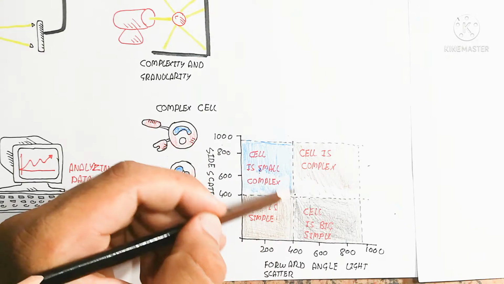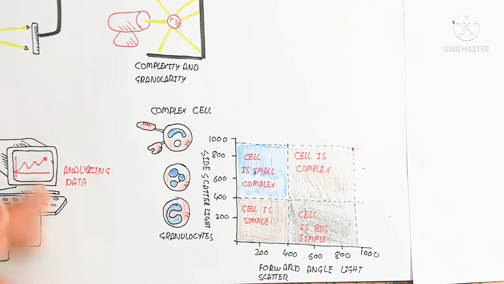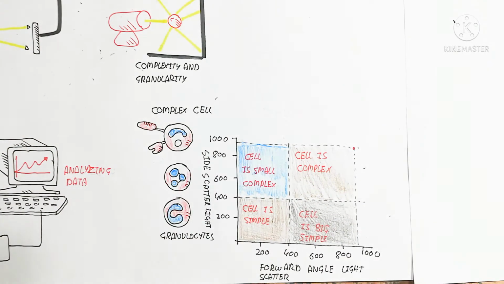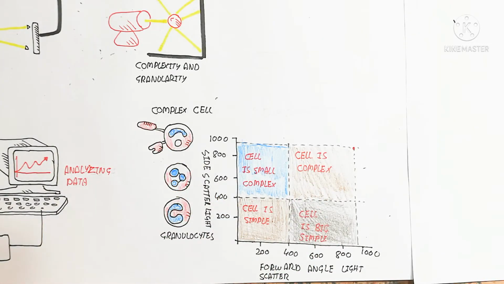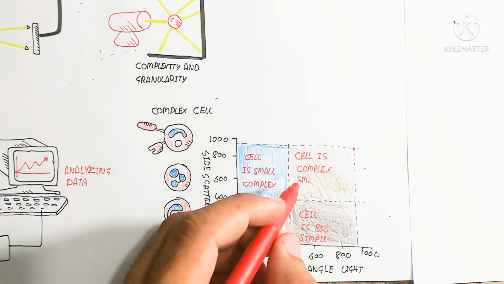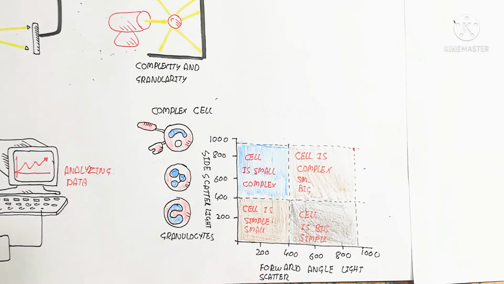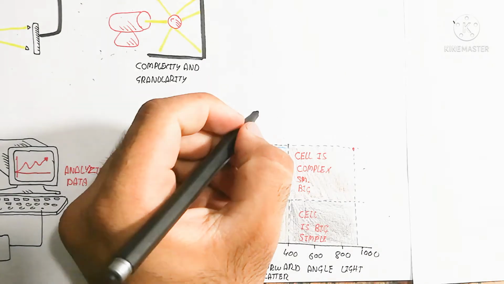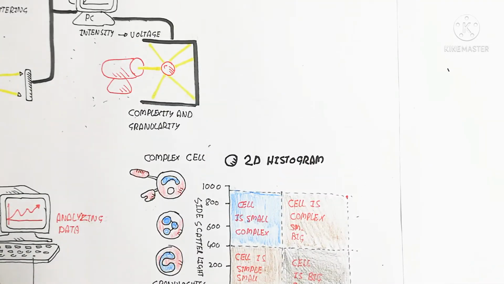On the other hand, here the cell is complex and big. Why? A big cell will produce more side scatter light as well as more forward angle light scatter. So the angle of the forward and side will be more. So it means the cell is complex and big. On the other hand, the black color shows that the cell is small, not big. Here is my mistake. So the cell is small and simple. Why? Because it is small, it scatters less light, and it is simple. Simple means the forward light is more, but on the other hand the side scatter light is less.